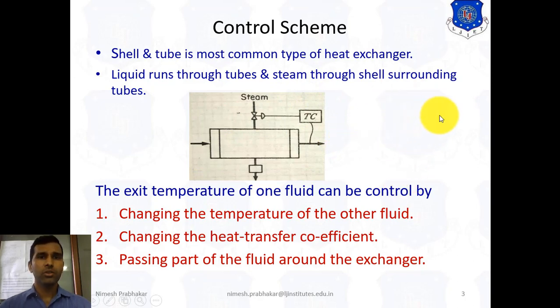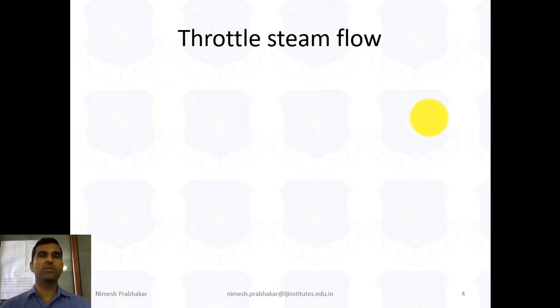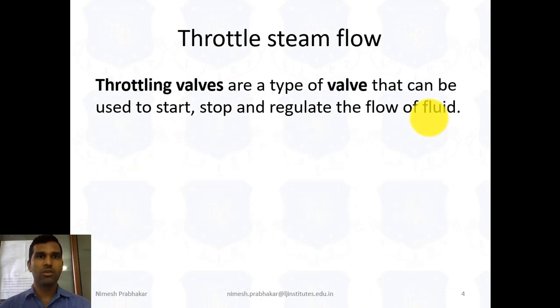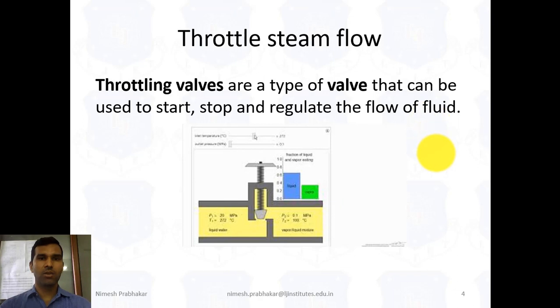Now, to understand these control schemes, we start with the first one. The first control scheme is called throttle steam flow. In this method, we first understand what throttling is and what a throttle valve is. Throttle valves are a type of valve that can be used to start, stop and regulate the flow of fluid. So when we have to start, stop, or regulate the fluid, we use a throttle valve.